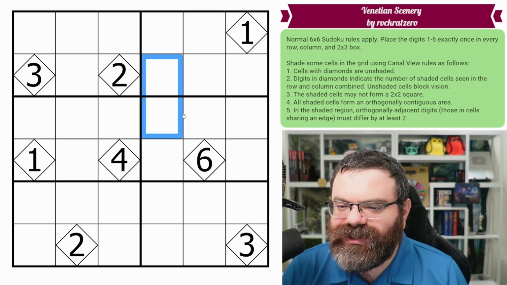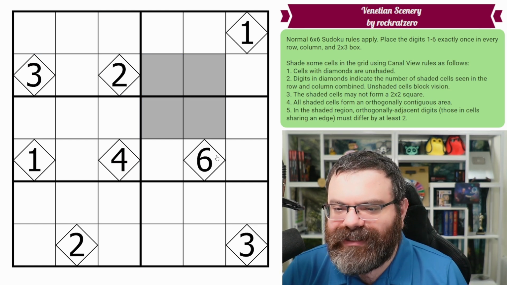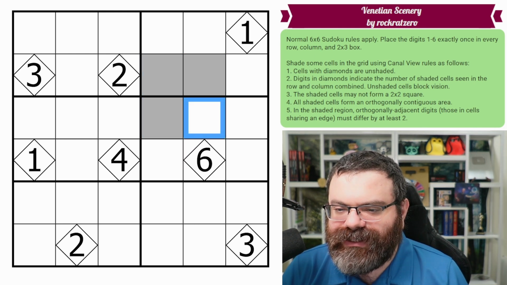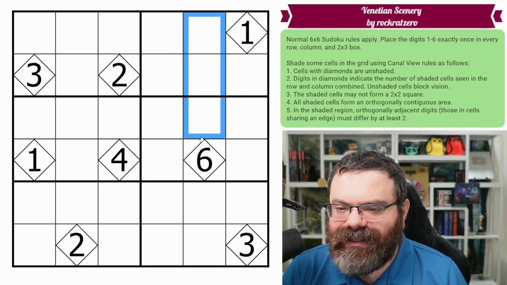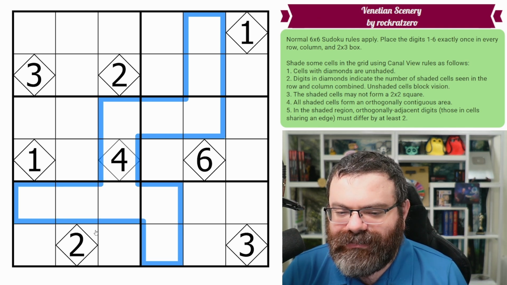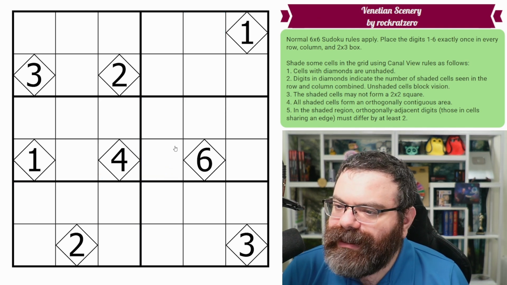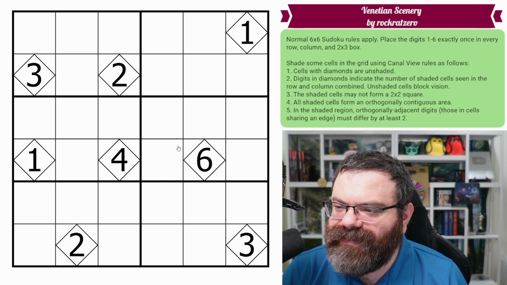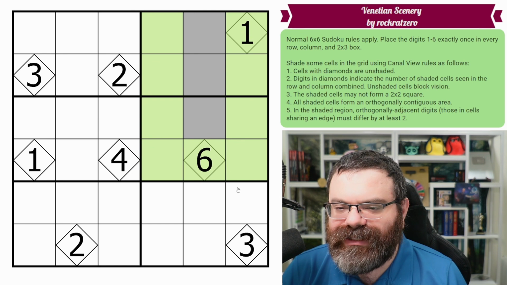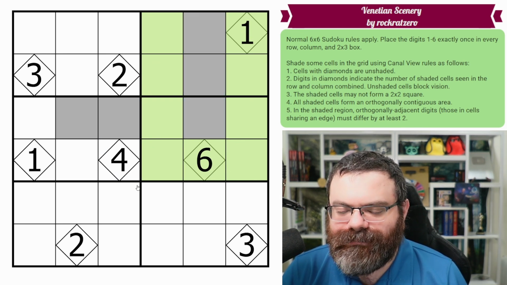The shaded cells don't form a 2x2 square, so we cannot shade like this. We need to interrupt it in some way by an unshaded cell. Can't make a 2x2. So we're going to end up with kind of a thin path. It could branch, but we can't do a 2x2. All shaded cells form an orthogonally contiguous area. So I can't shade these and then completely surround it with unshadeds because it wouldn't be connected to the other shaded cells in the puzzle.